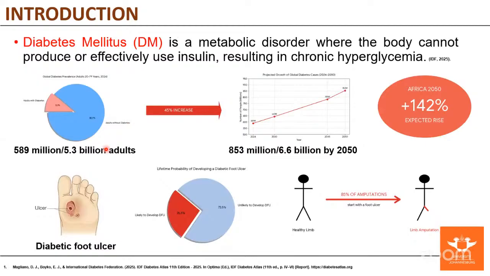Diabetes mellitus is a metabolic disorder where the body cannot produce or effectively use insulin, resulting in a constant state of high blood sugar, also known as hyperglycemia. Currently, in adults, which is the age 20 to 79, 11% of that population is living with diabetes. To give perspective, that's 1 in every 9 adults has diabetes, according to the statistics.